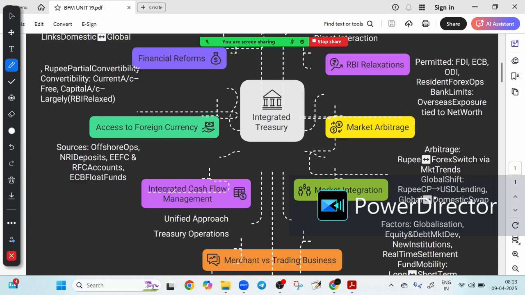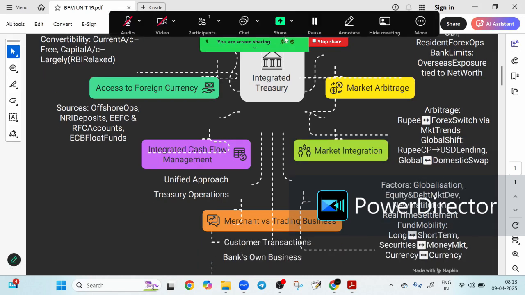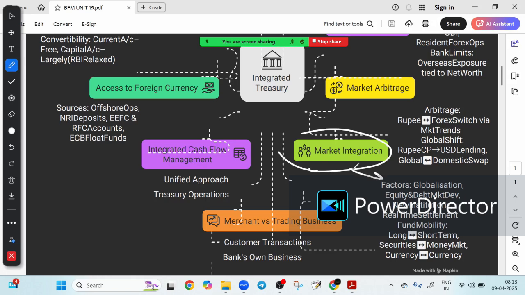What about the market integration, as you can see on the right side? See, if we talk about the market integration, with globalization and fast-paced technology, markets are now more connected than ever. Treasury integrates money market, currency market, as well as long to short term funding and even security trading. This is the very important thing. It integrates everything, global liquidity market, debt market, right? Also money market, currency exchange, long to short term funding and even security trading is integrated by the treasury.